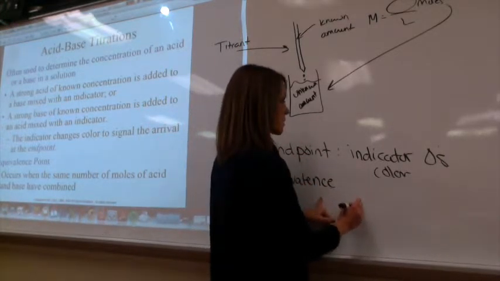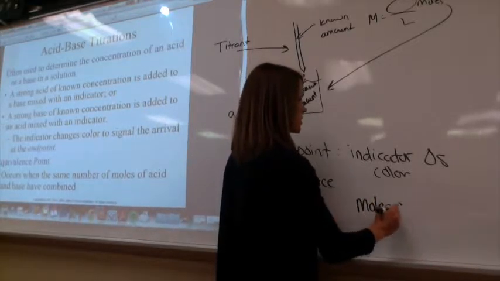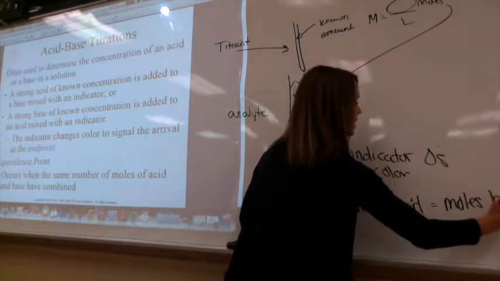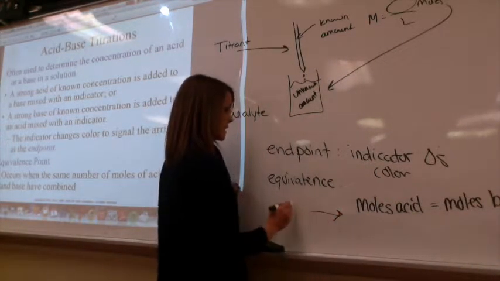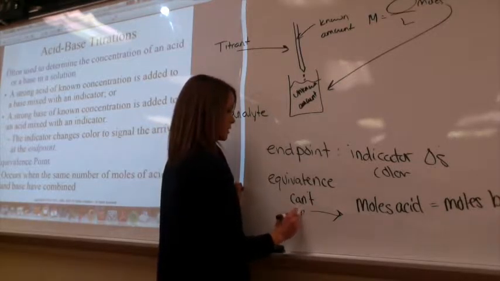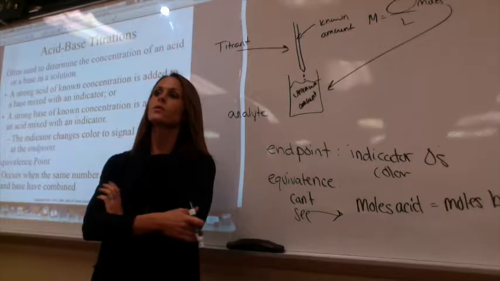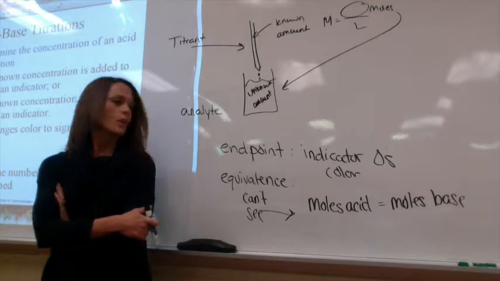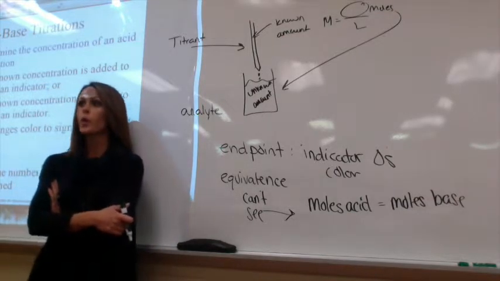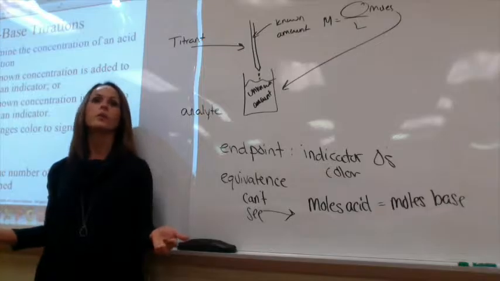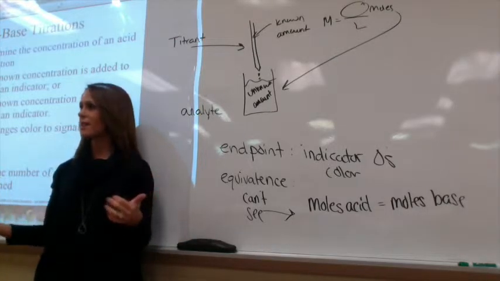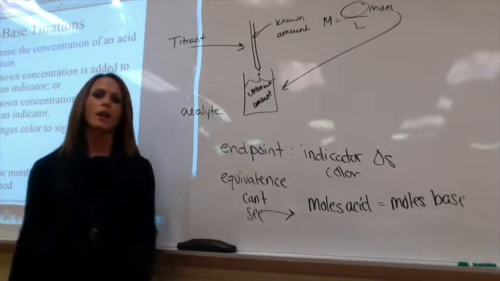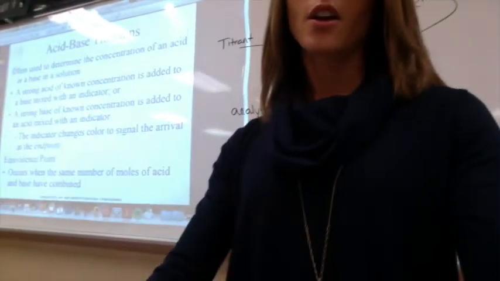The equivalence point is something we can't see. It's when your moles of acid are directly equal to your moles of base. But the indicator doesn't show us this. We can't see this. It's not visual. So that's why we're going to use the indicator specifically to show us that point. Right, so the equivalence point is what we're always calculating. We'll calculate equivalence points, but we won't be able to see that until the end point is reached, which is when the indicator changes the color. And I'll go over that in more detail. I have some graphs to show you.